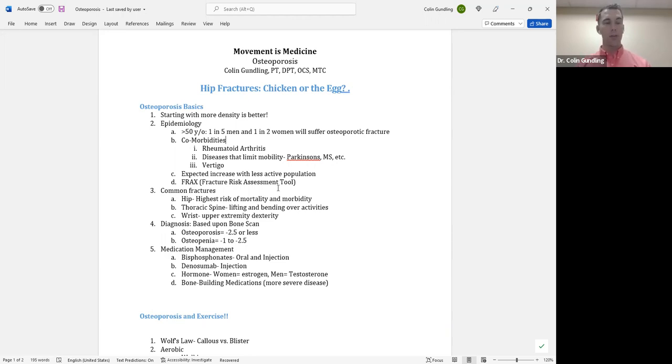Now, granted, there are elderly individuals that bounce back really well from hip fractures, but it's just unpredictable right now as far as who is going to bounce back well.